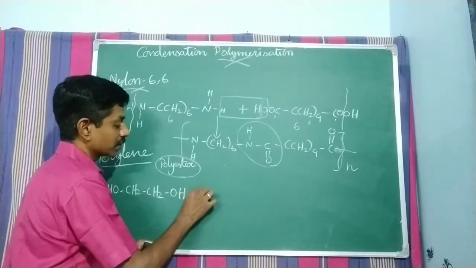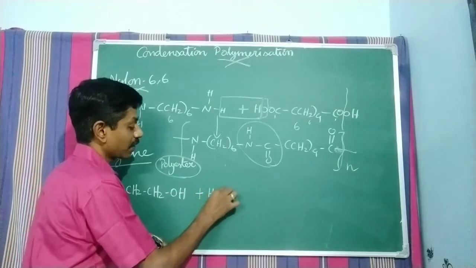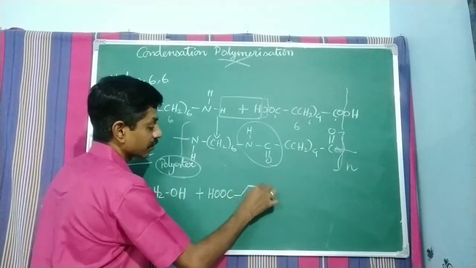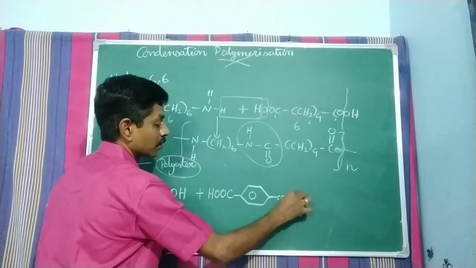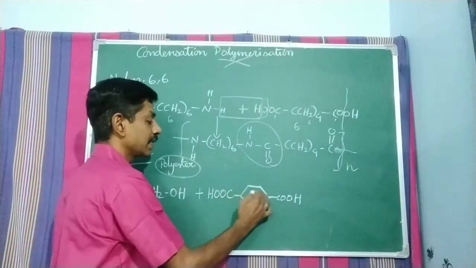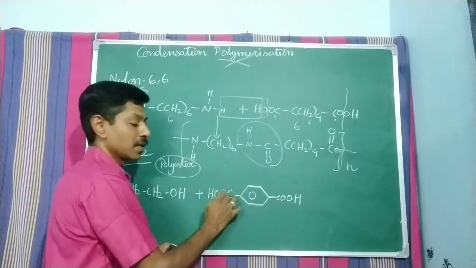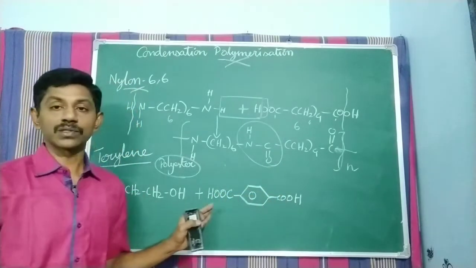Ethylene glycol is going to be treated with terephthalic acid. In terephthalic acid, both sides have an acid group, but in between you have a benzene. So we talk about benzene-1,4-dioic acid, that is, at the para position we have two carboxylic acid groups.